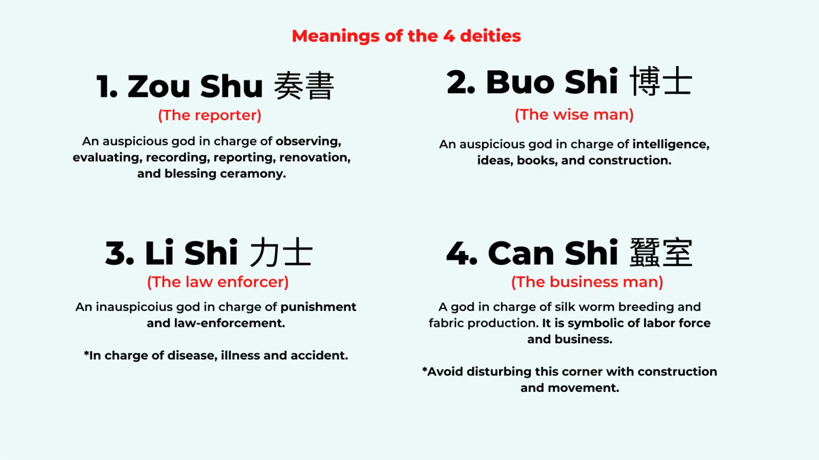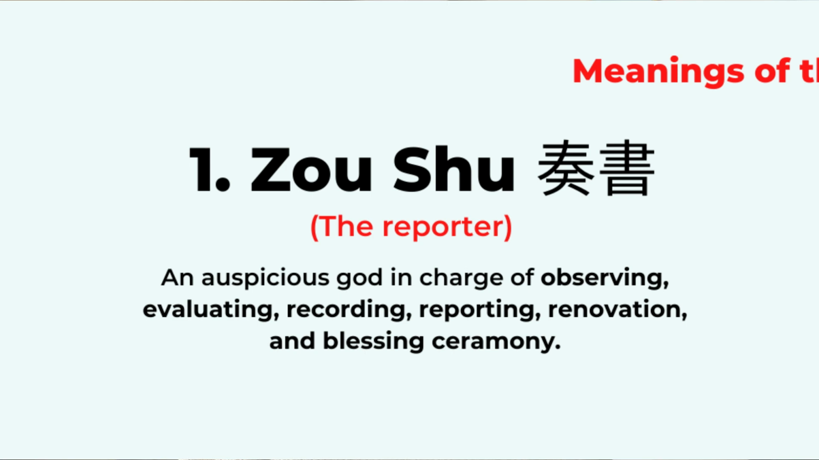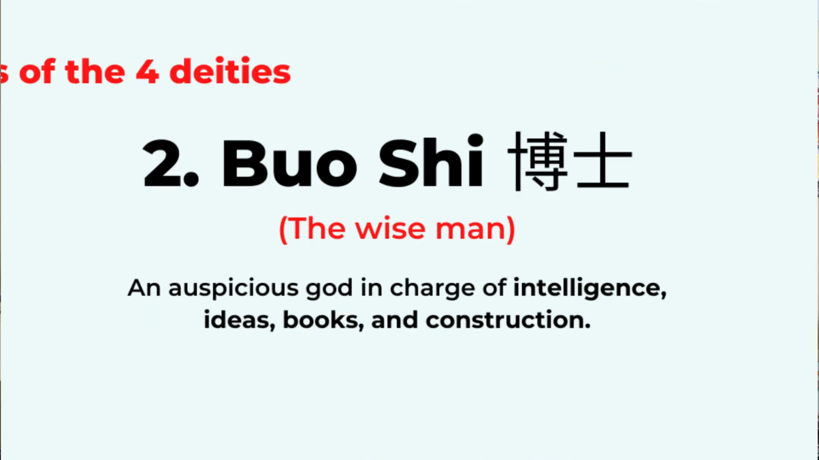So what's the meaning of those four names? Each one represents a god that's in charge of a certain category. The first one is 咒书, or the reporter. It's an auspicious god that's in charge of observing, evaluating, recording, reporting, and in charge of home renovation and blessing ceremonies.